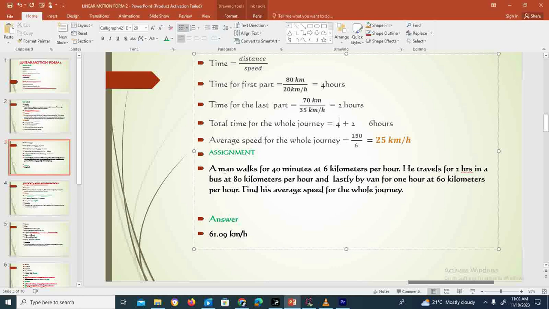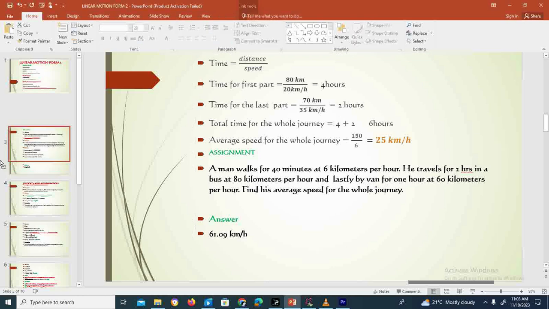Here we have an assignment. A man walks for 40 minutes at 6 kilometers per hour. He travels for 2 hours in a bus at 80 kilometers per hour, and lastly by van for 1 hour at 60 kilometers per hour. Find his average speed for the whole journey. You can pause the video at this point and try to solve this question. See whether you get the answer that is shown here. The answer is 61.09 kilometers per hour.